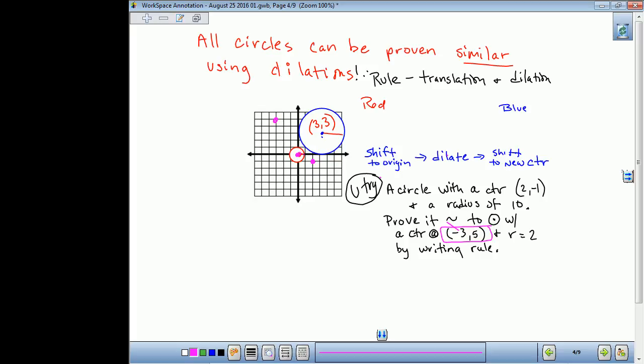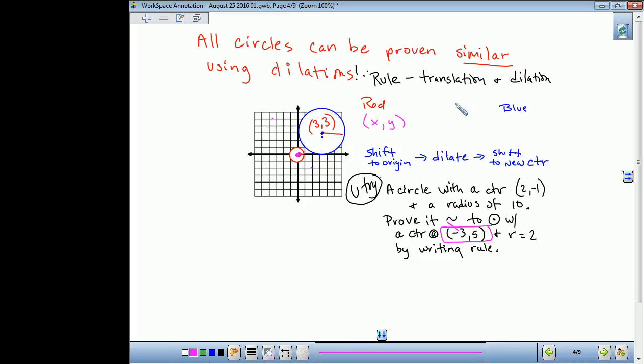And when we write our rule, it's going to be a combination at times of translations with dilations. So we have the little red circle here and the big blue circle here. If I said the red circle can be described as all points xy, what can I do to that to create the blue circle? Right now the red is at the origin with a radius of 1. The blue one is up here at 3, 3, and it has a radius of 3. So how would I need to dilate the red circle to create the blue one?